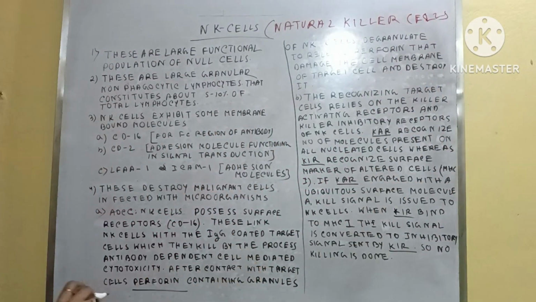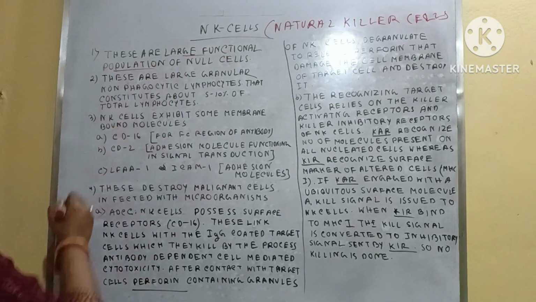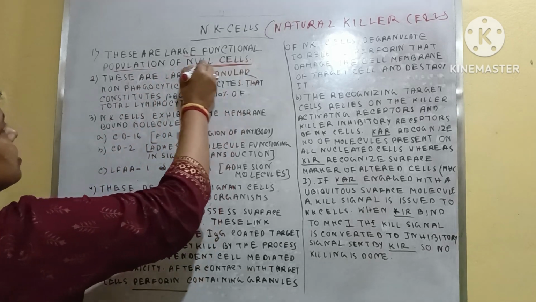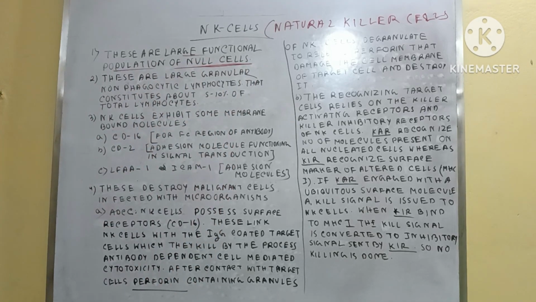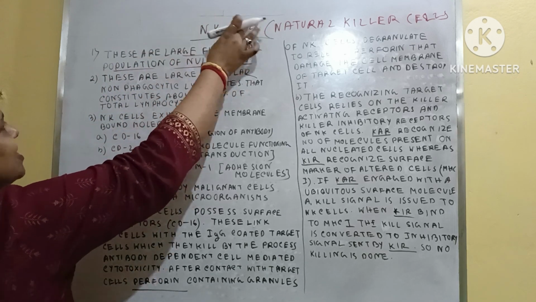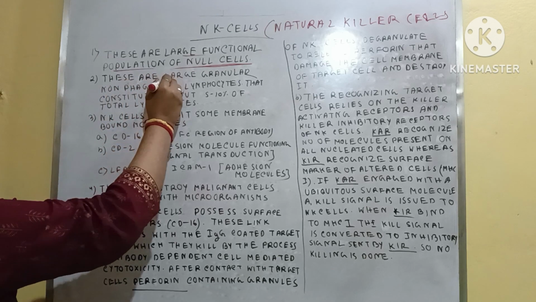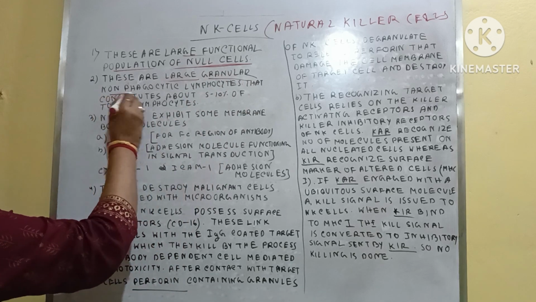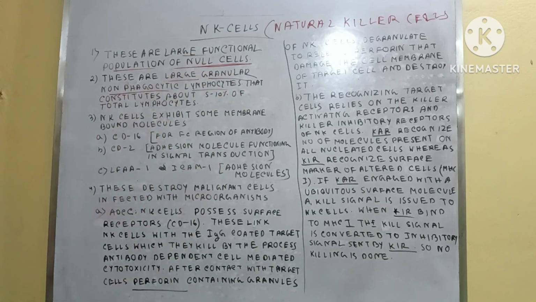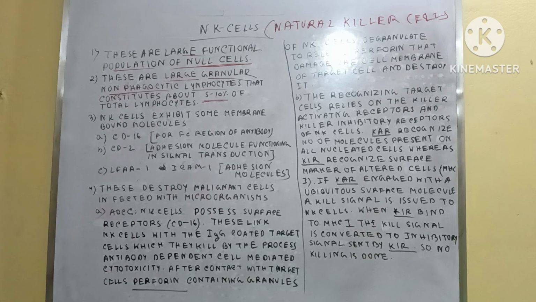Generally these are large functional populations of the null cells. The name natural killer cells arises from the null cells. These are very large granular non-phagocytic lymphocytes, and generally 5 to 10% of the total lymphocytes are natural killer cells.